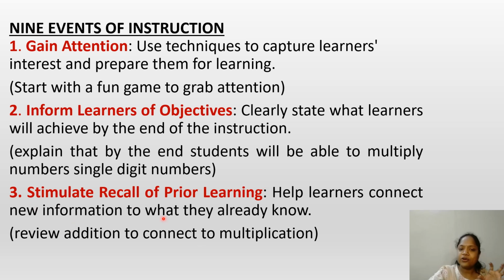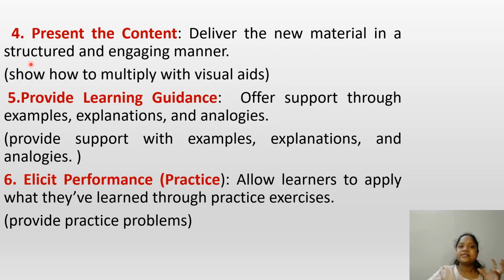Next, stimulate recall of prior learning. Whatever children have previously learned, the teacher should recall it. For example, review addition to connect to multiplication. So this is all: first, gain attention, then inform learners of objectives, then stimulate recall of prior learning. If I need to start multiplication, first I need to start with addition. Children have learned addition before, so I need to recall it. Then I'll start multiplication. Then present the content.